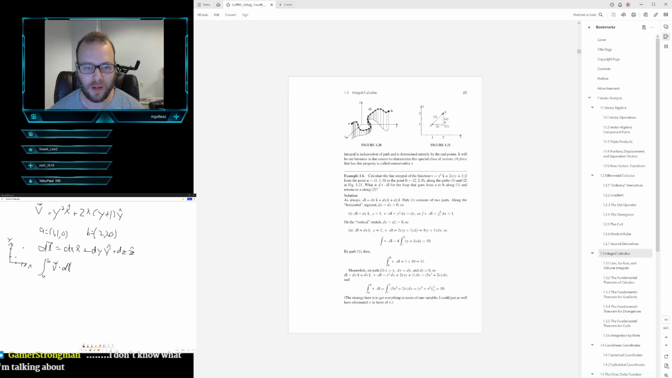So part 1, along the paths 1 and 2, what is the loop that goes from A to B along 1 and then returns along 2? So this is part 1, and this is part 2.